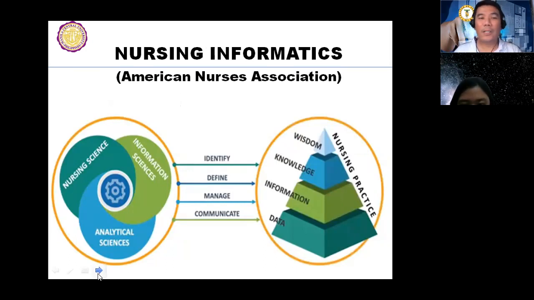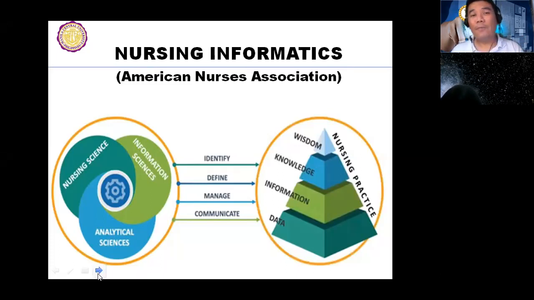We have discussed nursing science as the application of technology in a procedure or a step. If we consider nursing science, we are considering the application of the principles and concepts of nursing in a systematic way using technology. When we use information science naman, it is the information on how to process information. If we have analytical science, this is a systematic way to produce useful, meaningful, and relevant information.